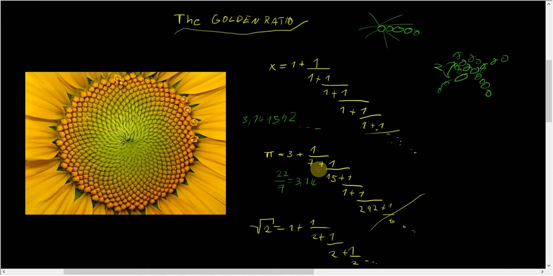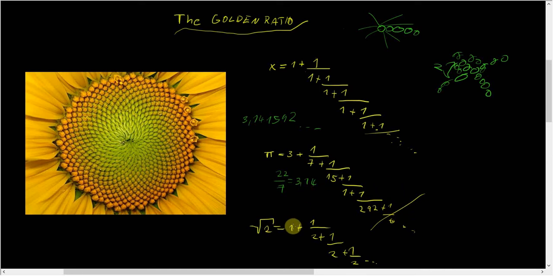That's a good approximation, but what if you want an even better approximation? Well, we continue. Go plus 1/15 plus 1/1. So this is going to be a large number, and 1/292. This is going to be a tiny number because we're dividing 1 by a huge number. So we can stop our continued fraction here and say that we have a pretty good approximation of pi, because the numbers after this are going to be arbitrarily small.